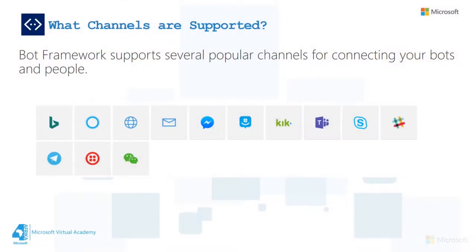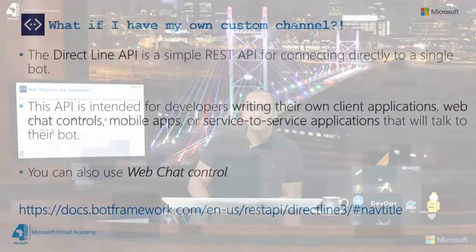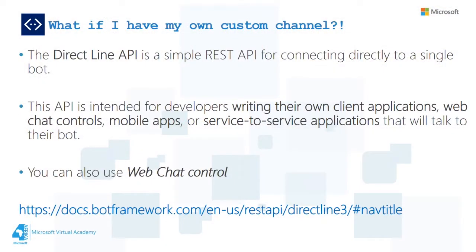As for the channels, Microsoft Bot Framework supports several channels that you can connect your bot to, like Facebook Messenger, Skype, Microsoft Teams, Slack, Bing, Cortana, and more. But what if I have my own custom channel? For example, if I'm building a mobile app or a web app that I want to have my bot connected to. In that case, you will need to use the Direct Line API, which is a simple REST API that allows you to connect your bot to your own client applications or web chat controls or even mobile apps.